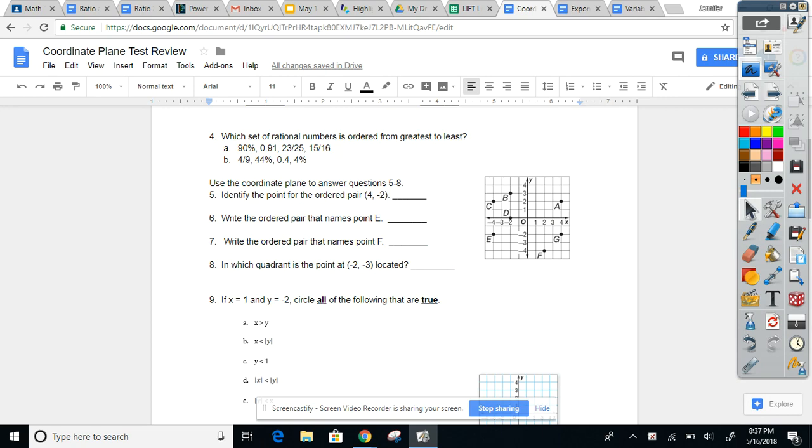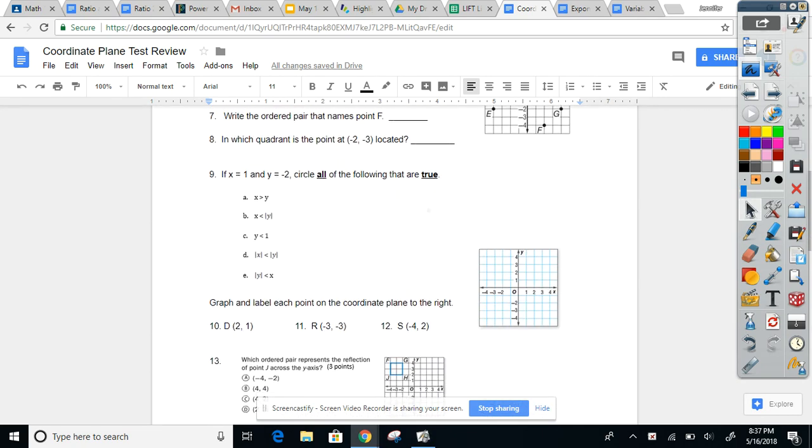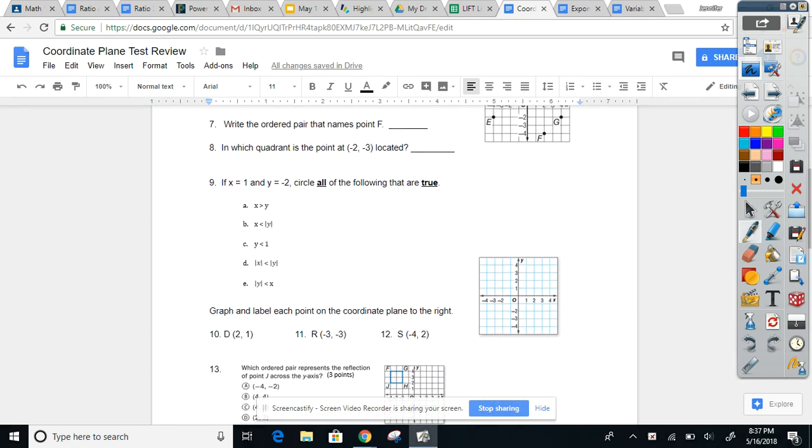Number 8, we miss these on weekly reviews often. It wants to know which quadrant. It doesn't want to know which point is -2, -3.